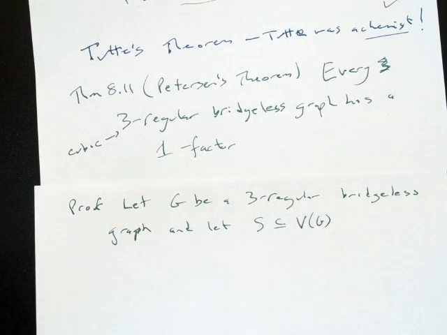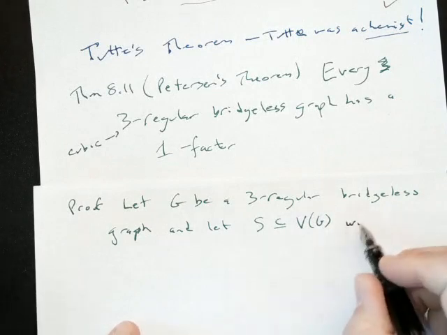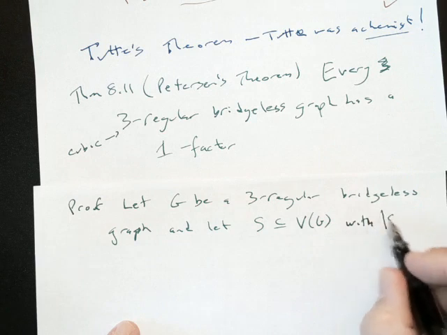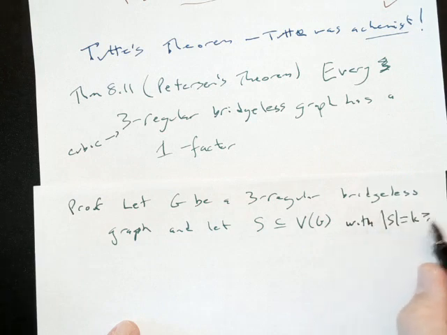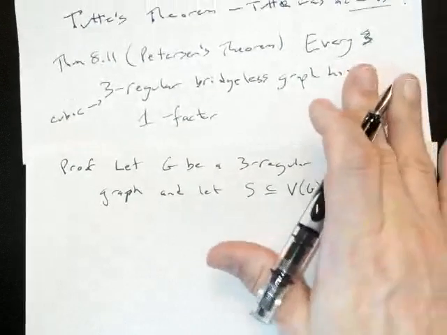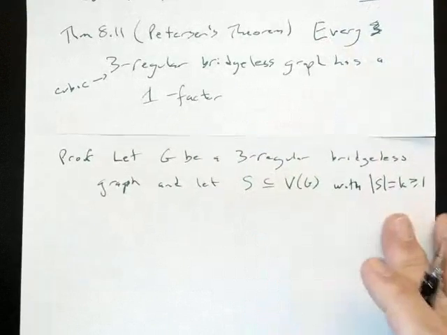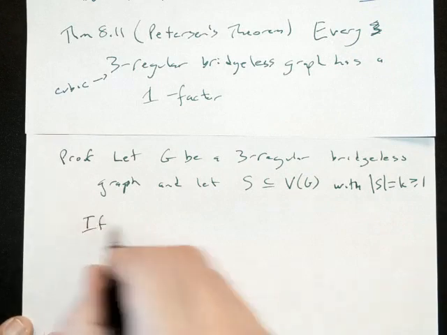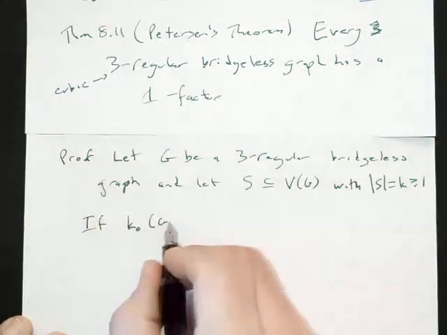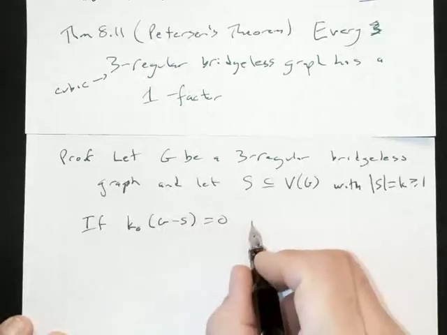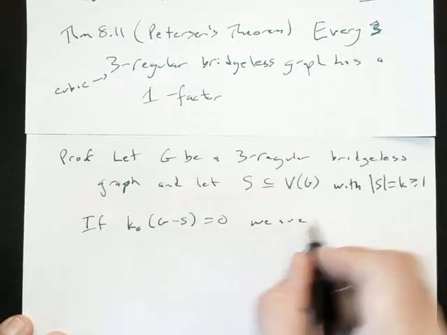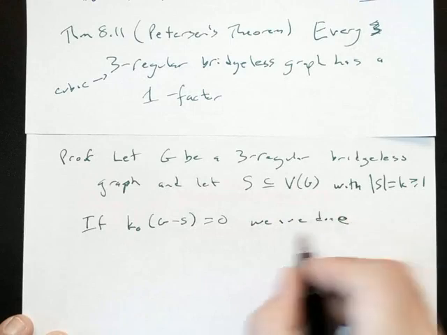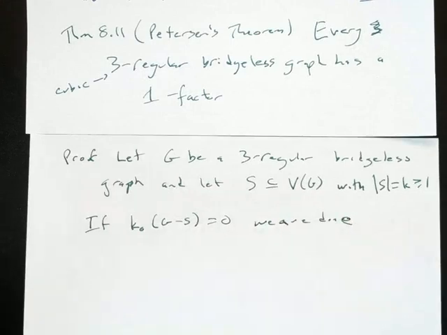I need to know how many vertices I'm taking away. So let's give that a name. The size of S will be k, greater than or equal to 1. So I'm taking away at least one vertex. If k naught of G minus S equals 0, we are done. Why?